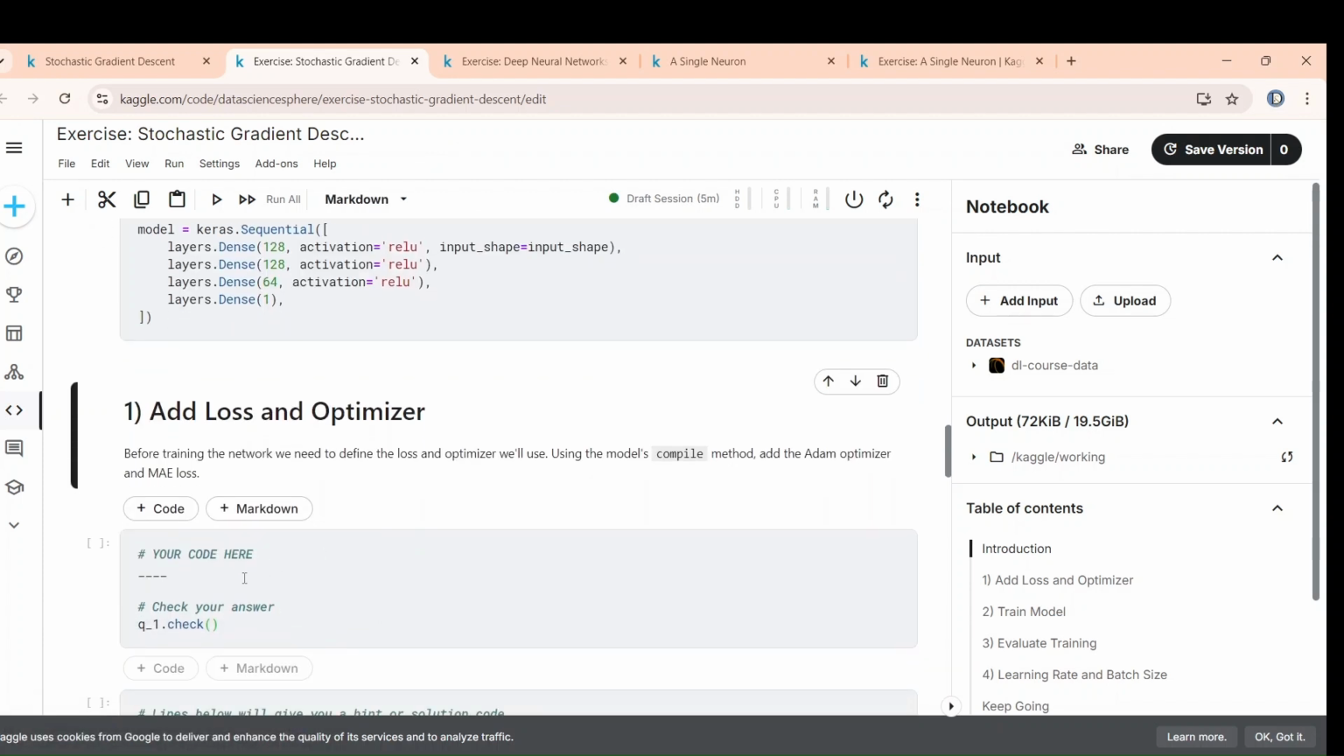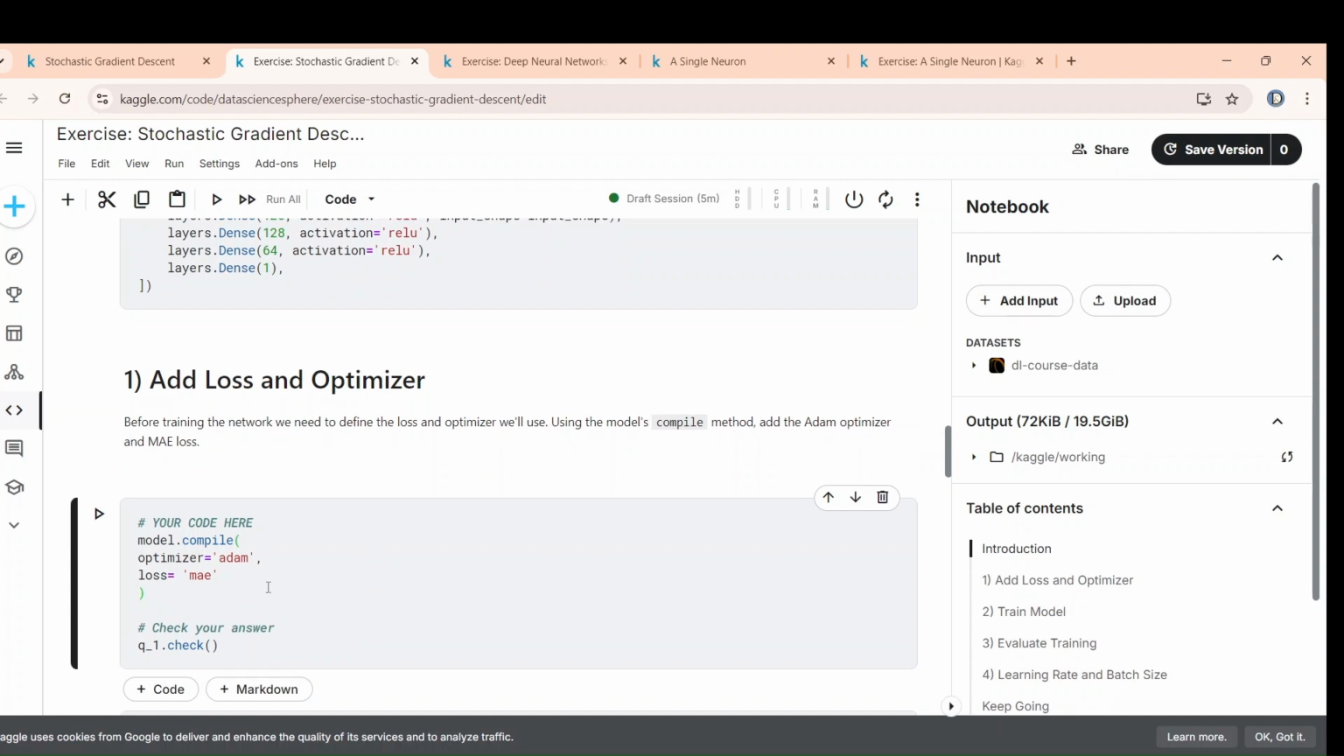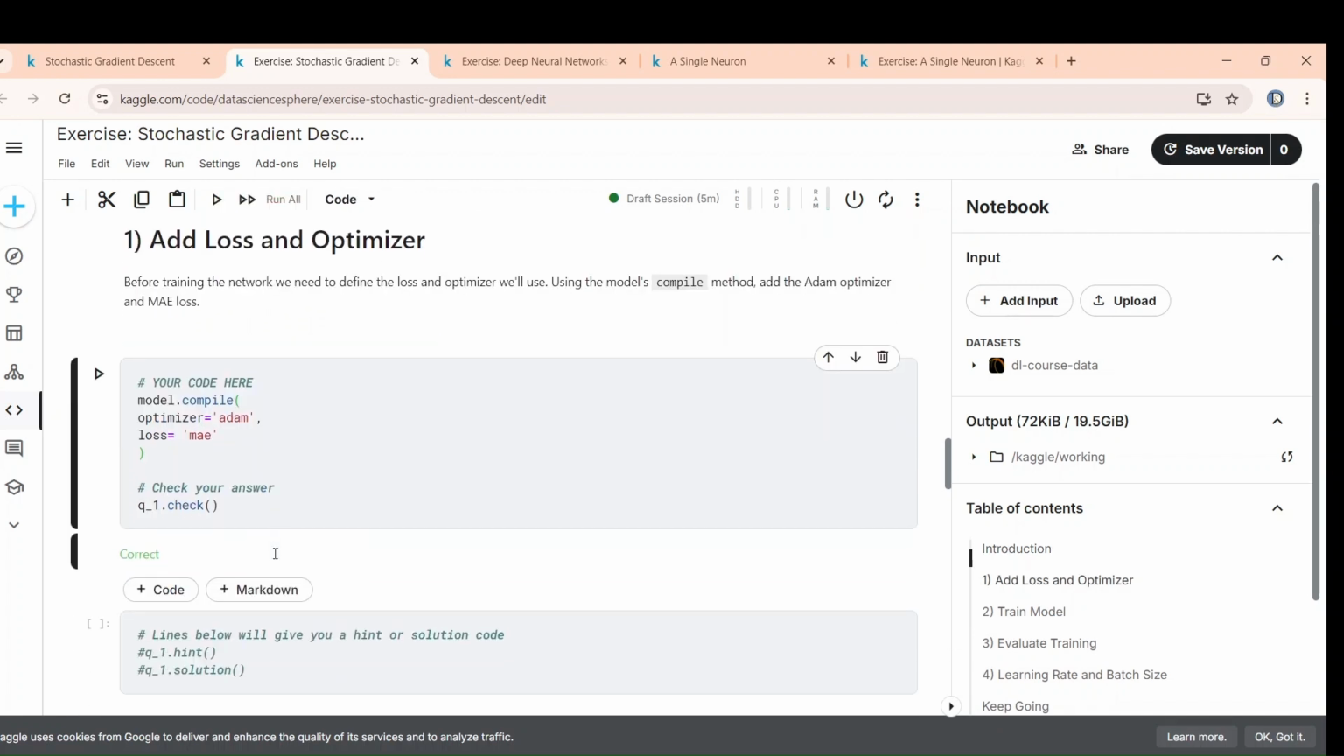Now let's do this. Before training the network, you have to define the loss and the optimizer using the model's compile method. So I can write model.compile. Here I can provide the optimizer, which is Adam, and the loss function. Loss equal to MAE. You can give other losses as well. Fine, now let's run it.